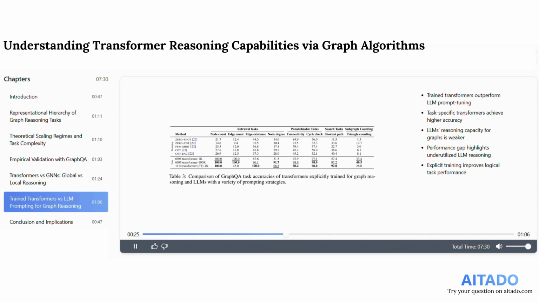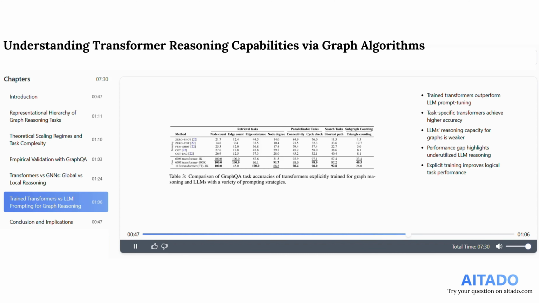We see highly competitive results from 60M and 11B fine-tuned transformers, especially notable in their perfect scores for simpler retrieval tasks like node and edge count. This performance gap reveals that, while LLMs possess immense reasoning capabilities, their effectiveness in graph-specific reasoning remains limited without explicit training.